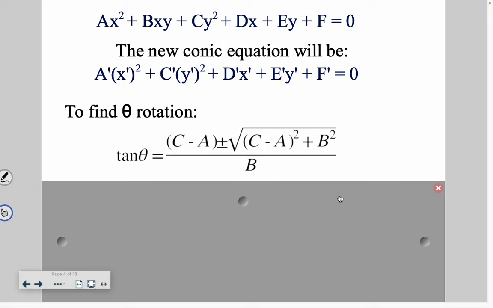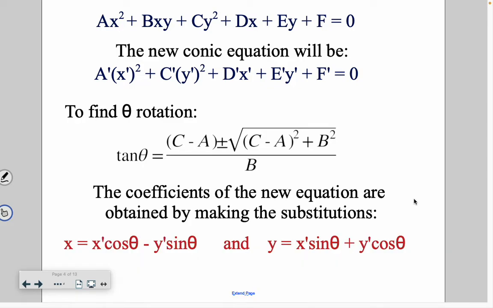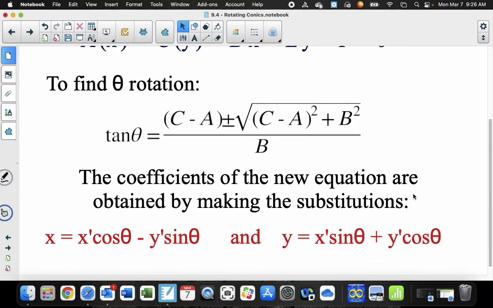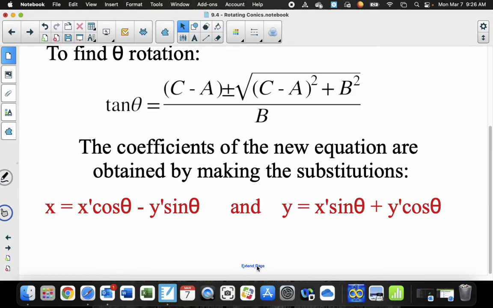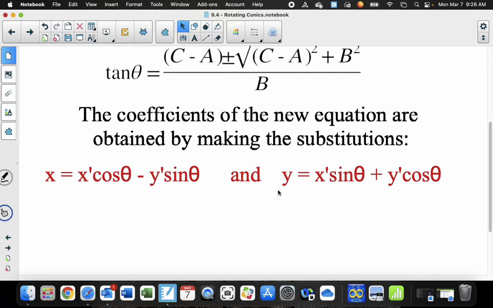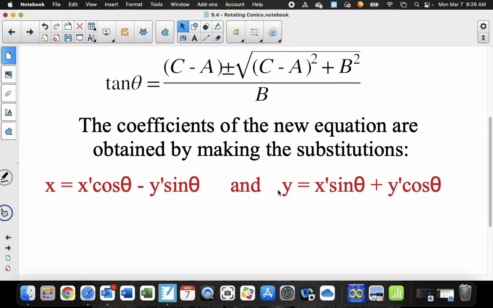Then the other part is as I go through and try to eliminate this xy term, I'm going to make substitutions. In place of x squared, we're going to put something in its place, whatever it equals. In place of the xy, in place of the y squared, we're going to make a bunch of substitutions. In order to come up with those substitutions, we're going to use these two equations. Make sure you write those down as well. These are the three main equations that we're going to use today.